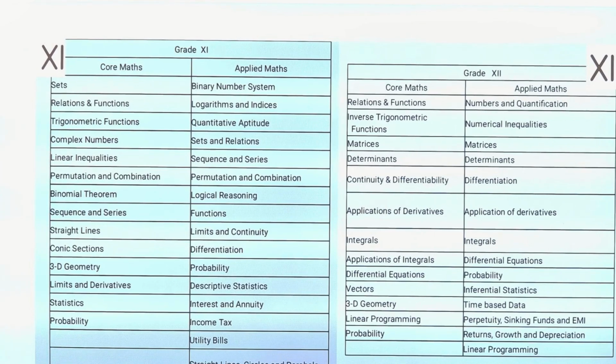In grade 12 the difference becomes even more pronounced. Core maths includes inverse trigonometric functions, vectors, 3D geometry and applications of derivatives and integrals with respect to physical sciences, whereas applied maths focuses on inferential stats for data analysis, time-based data analysis, EMI calculations, sinking funds, perpetuity and even differentiation and integration with business applications like marginal cost and revenue. So this is the detailed curriculum for both the subjects, both in grade 11 and 12, with certain topics applicable to core maths and certain topics applicable to applied maths.